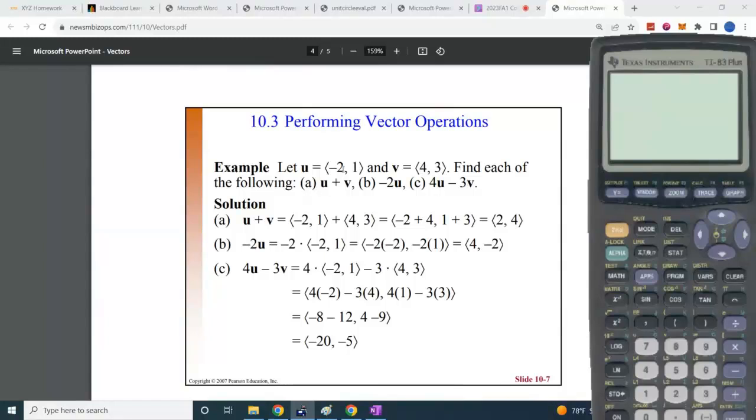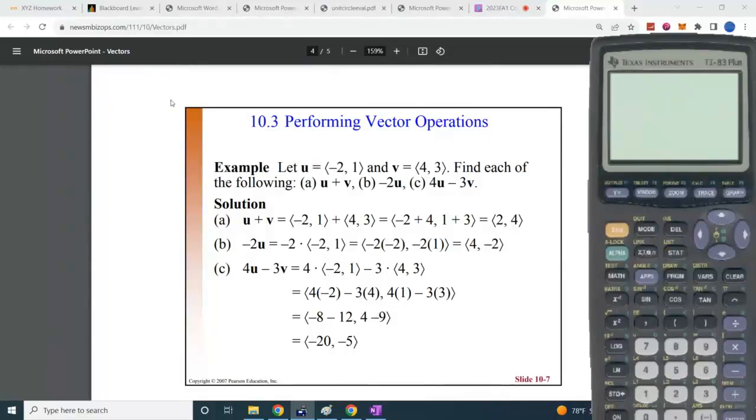To find the first one, U plus V, we can simply add our horizontal components. Negative 2 plus 4 is positive 2. We can add our vertical components. 1 plus 3 is 4. For B, we want negative 2 times U. So negative 2 is our scalar. Our vector U has the components negative 2 comma 1, and we can distribute. Negative 2 times negative 2 is positive 4, and negative 2 times positive 1 is negative 2. In the last one, C, 4U minus 3V, we can multiply vector U by 4, multiply vector V by 3, and then subtract our horizontal and vertical components.